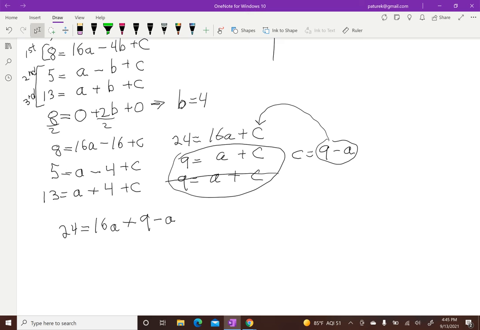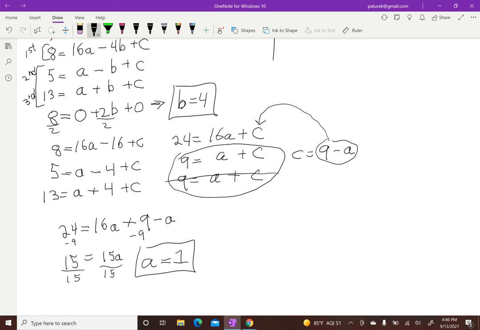Now I have one equation and one unknown. Combine like terms and simplify. Step 1, I'm going to subtract 9 from both sides. 24 minus 9 is 15. Step 2, I'm going to combine 16a with negative a. 16a minus a is 15 times a. Last step, divide both sides by 15, and I get a is equal to 1. I have the value of b, and now I also have the value of a.